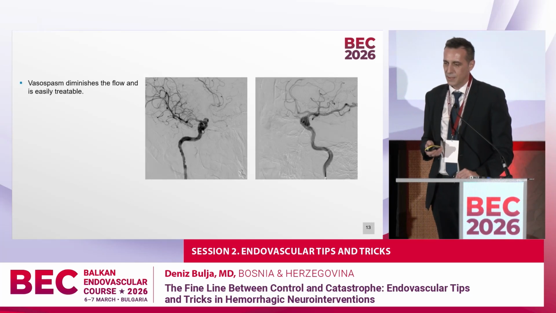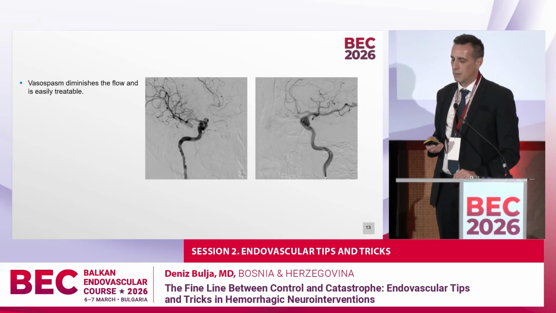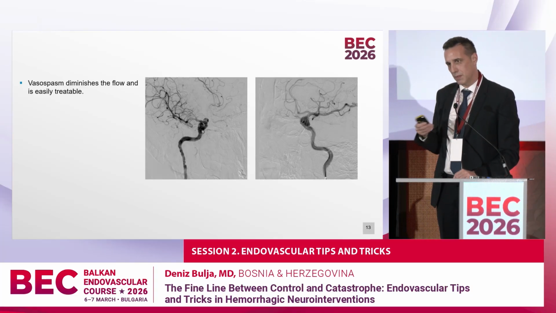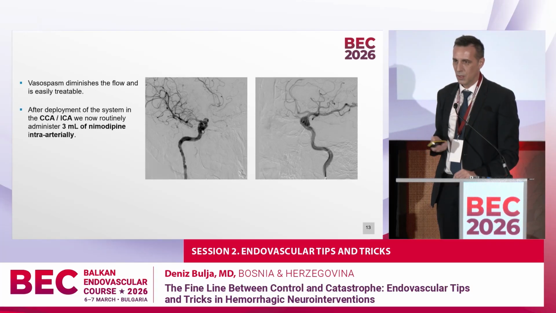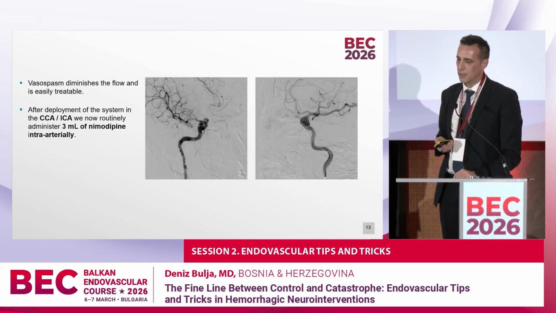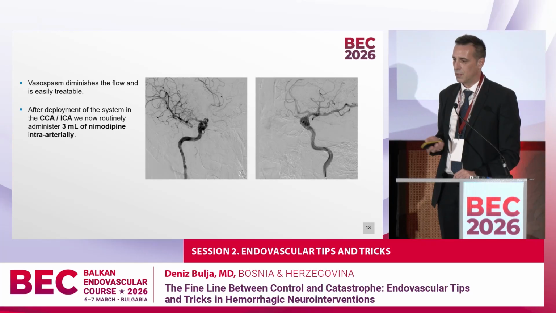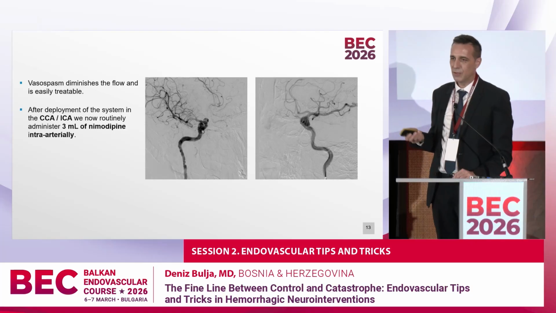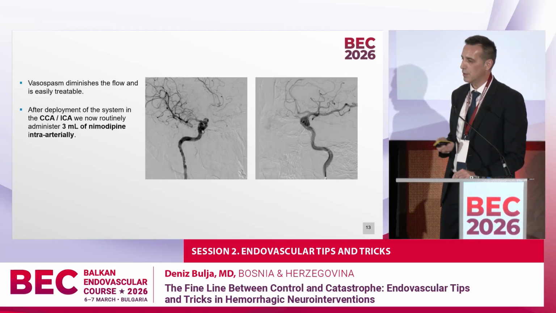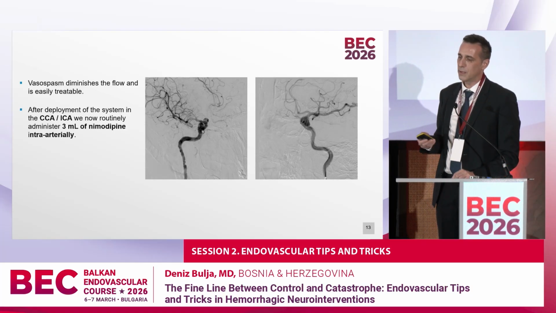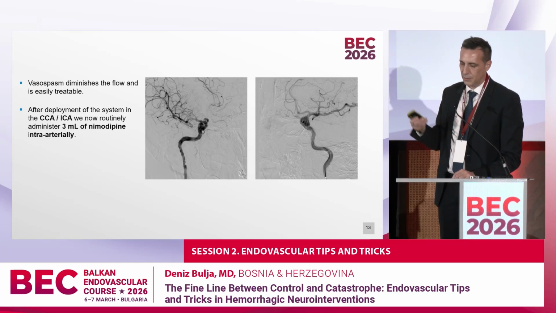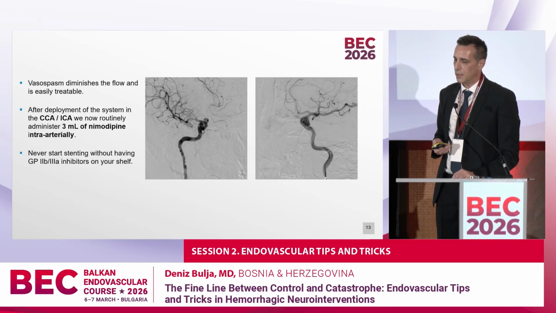So what lessons have we learned from this? This was not related to this case, but we had lots of similar cases with vasospasm. It can diminish the flow and it is easily treatable. How can we treat it? With the routine administration, at least in my institution, of 3 milliliters of nimodipine intraarterially after positioning the long sheath in the carotid bulbus and advancing with the distal access catheter further cranially.